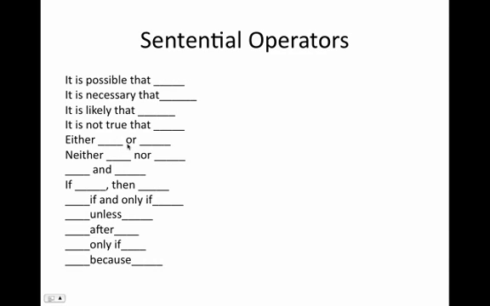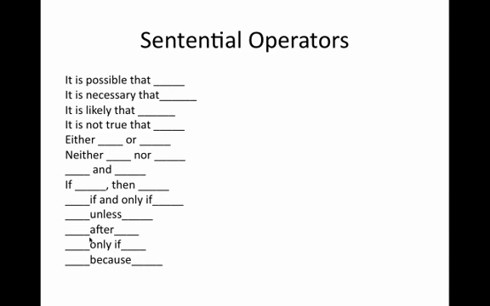Either it's snowing or it's raining. Neither, nor: it's neither snowing nor raining. Blank and blank: it's snowing and it's cold. If blank, then blank: if it's snowing, then it's cold. If blank, if and only if blank: it's snowing if and only if it's cold. Blank unless blank: it's raining unless the sun's shining. Blank after blank: 2010 is after 2009.